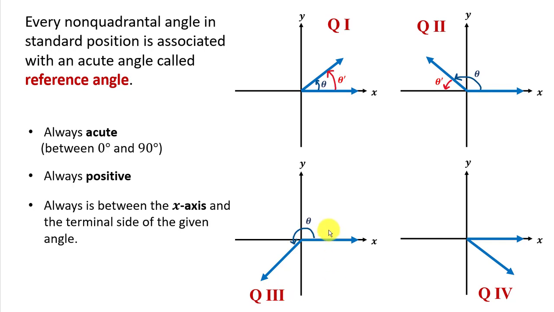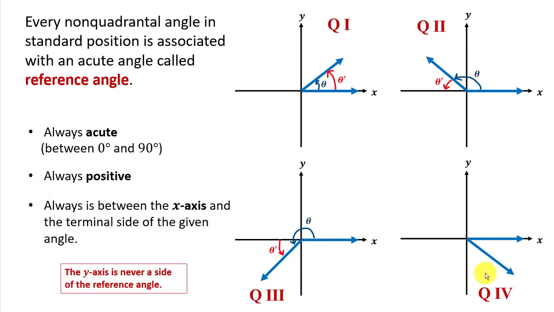Here's angle theta. Remember, it has to be in standard position. But where is the reference angle? One more time, it has to be acute, and it has to be between the x-axis and the terminal side of the given angle. Can you see it? Here it is. A very common error is to find the reference angle by using the terminal side and the y-axis. So try not to make this mistake. The y-axis is never a side of the reference angle.